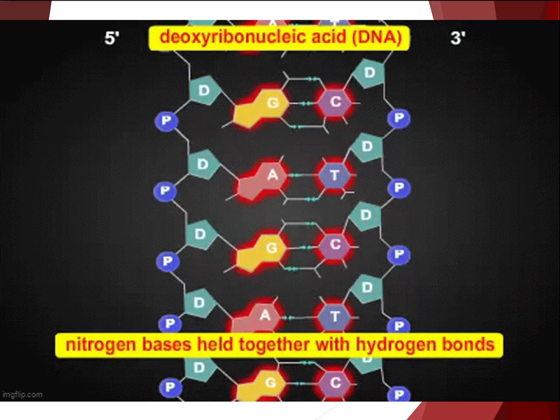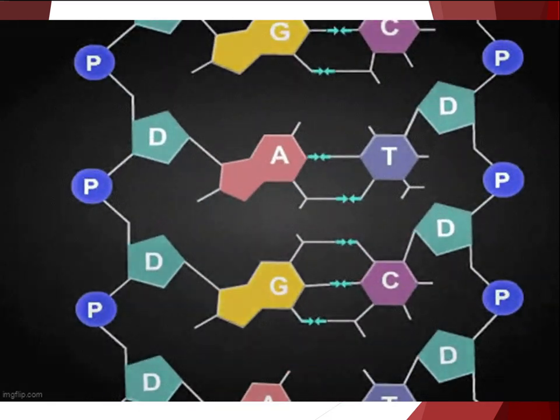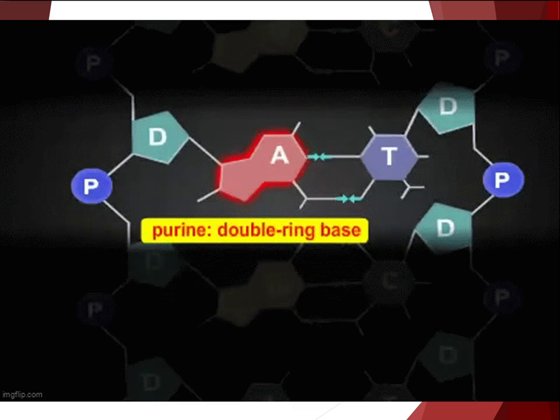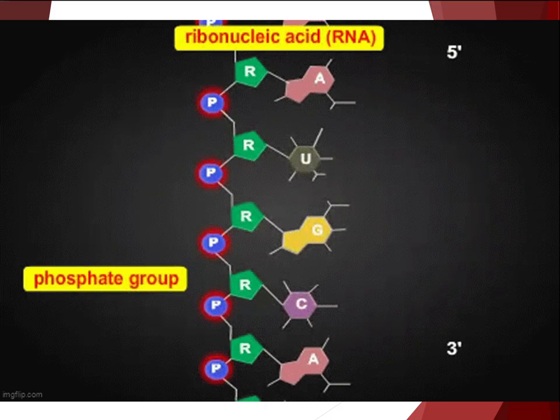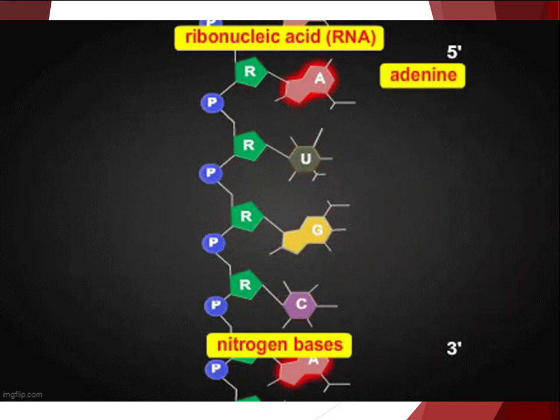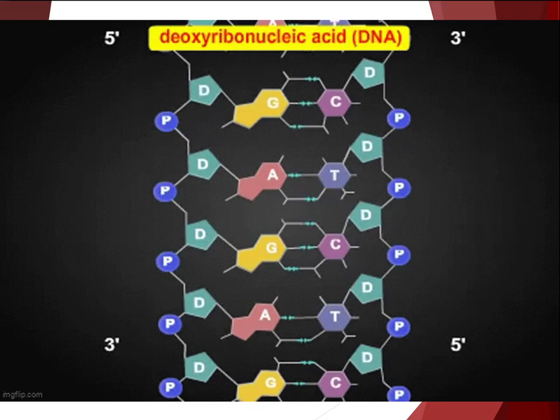Scientists label the carbons in the sugar from 1' to 5' based on their position in the molecule. The phosphate group is attached to the sugar at the 5' carbon. The 5' end of one nucleotide bonds to the 3' carbon of the adjacent nucleotide to form the sugar-phosphate backbones.